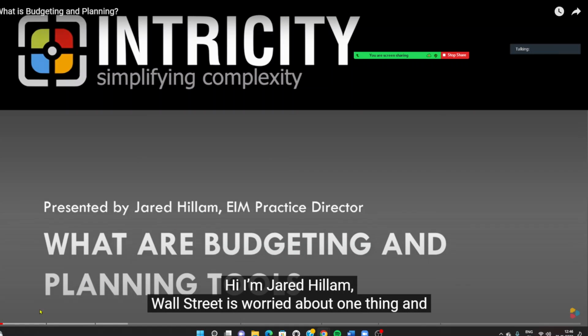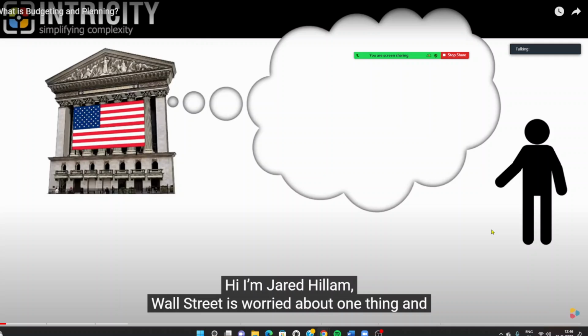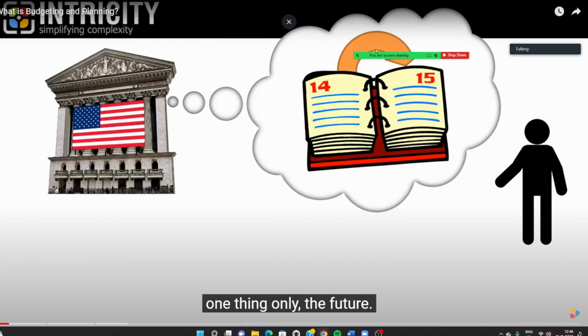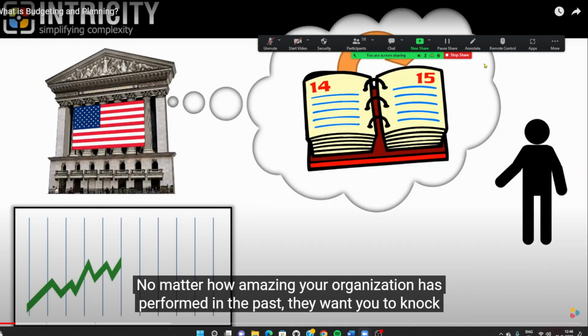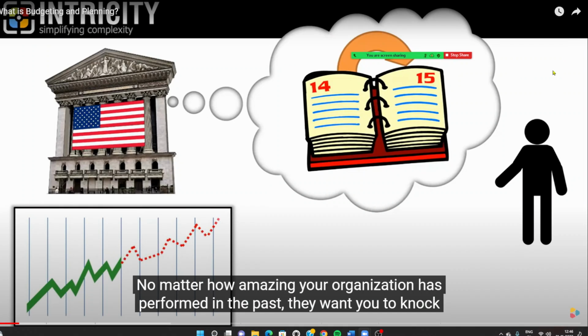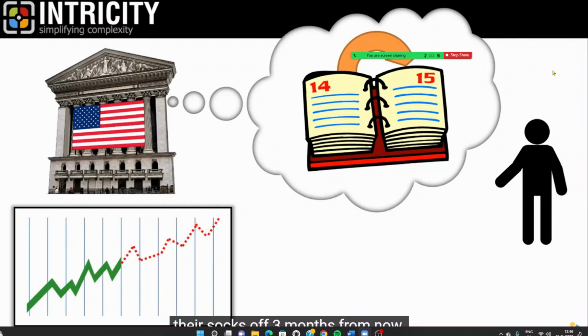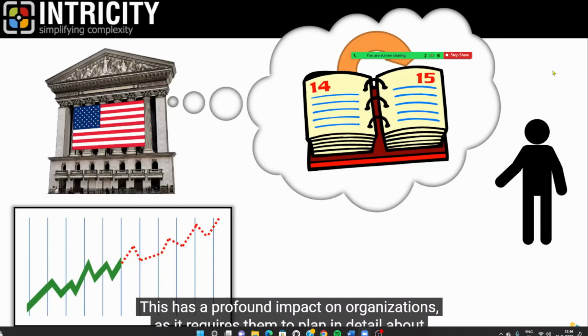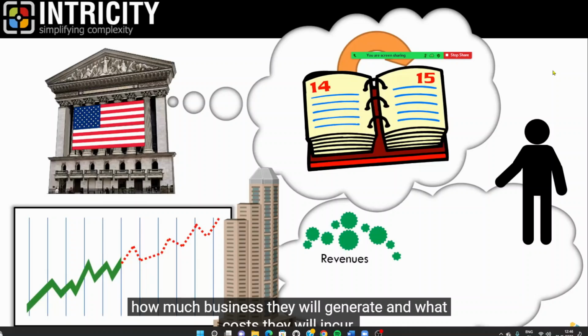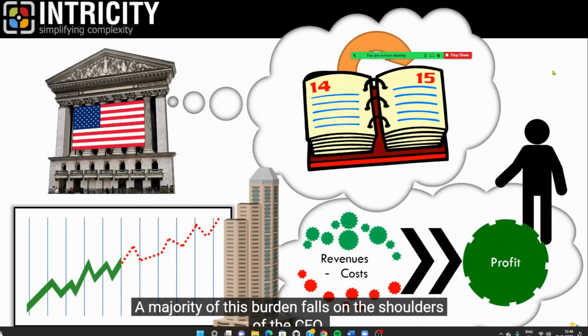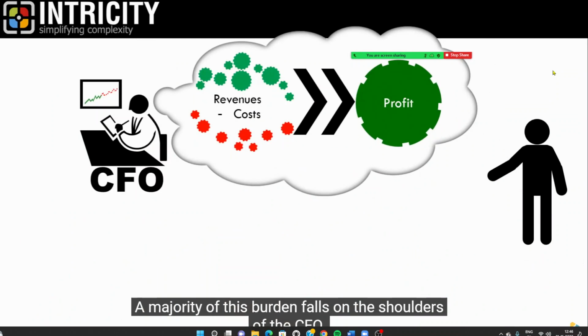Wall Street is worried about one thing and one thing only, and that's the future. No matter how amazing your organization has performed in the past, they want to know that you're going to knock their socks off 3 months from now. This has a profound impact on organizations, as it requires them to plan in detail about how much business they will generate and what costs they will incur. A majority of this burden falls on the shoulders of the CFO.